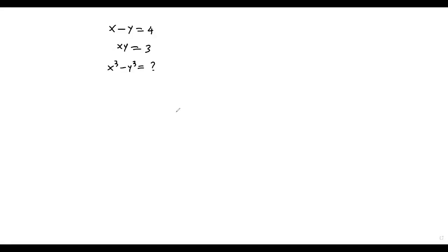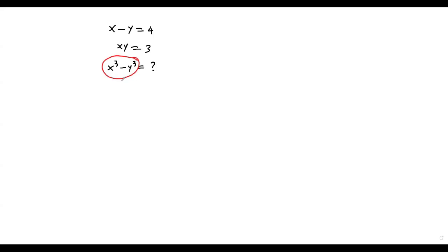Here we have a math Olympiad problem. Okay, let's look at what we have. x minus y equals 4 and x times y equals 3. We have two pieces of information, and using them we have to find the value of x to the third power minus y to the third power.